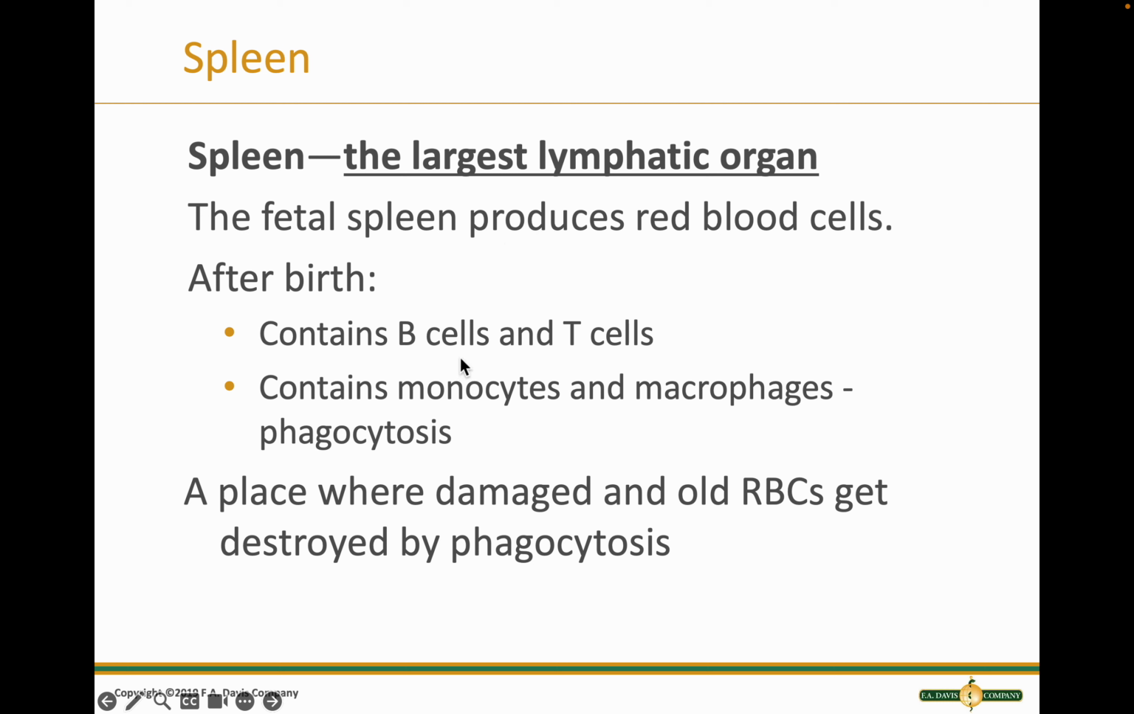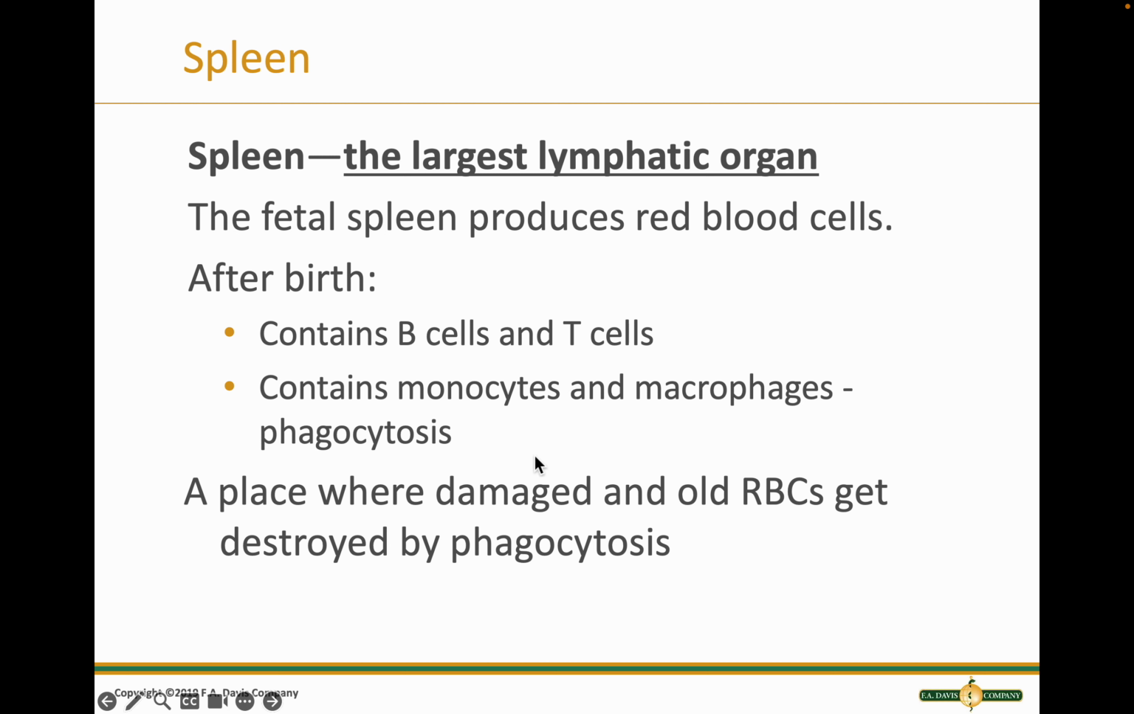But after you're born, it contains all the different components of our immune system. So B cells and T cells, the lymphocytes, as well as macrophages and monocytes, which will go through that phagocytosis, that bacterial eating.